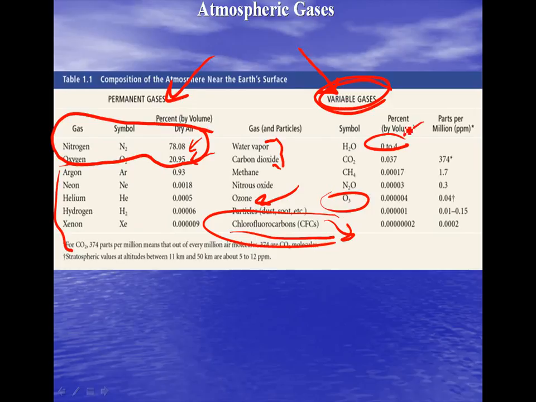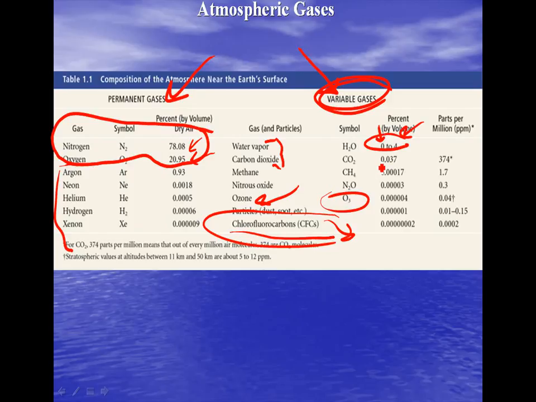Water vapor down near the Gulf Coast, the tropical regions, can make up as much as 4% by volume. And by the time you get up to the poles, you'll see trace amounts of water vapor. Most of the water up in that area near the poles is in the solid form.